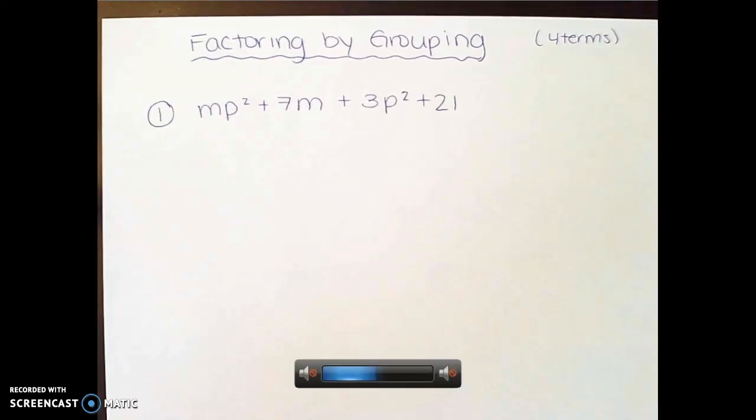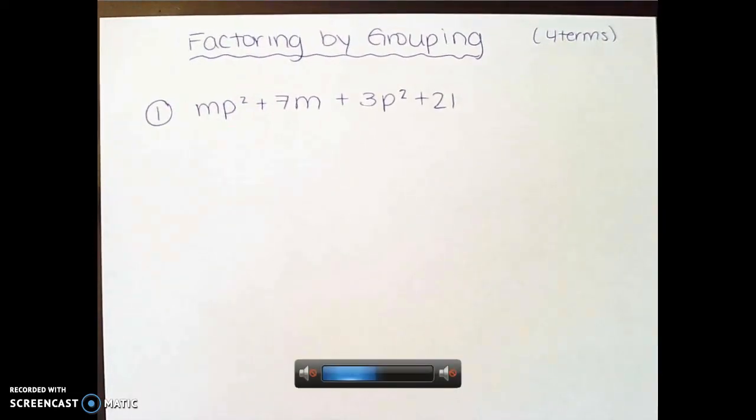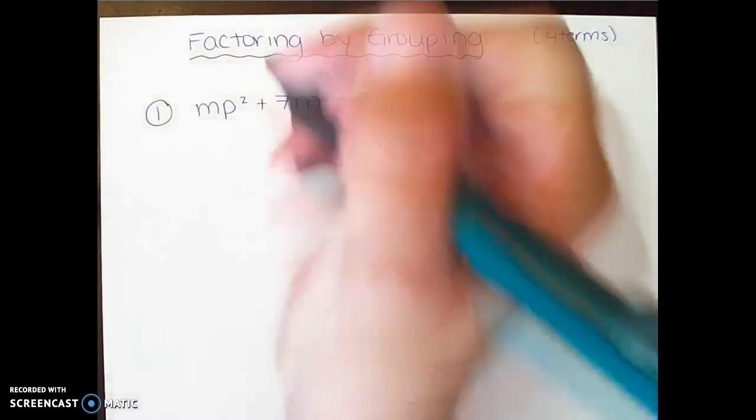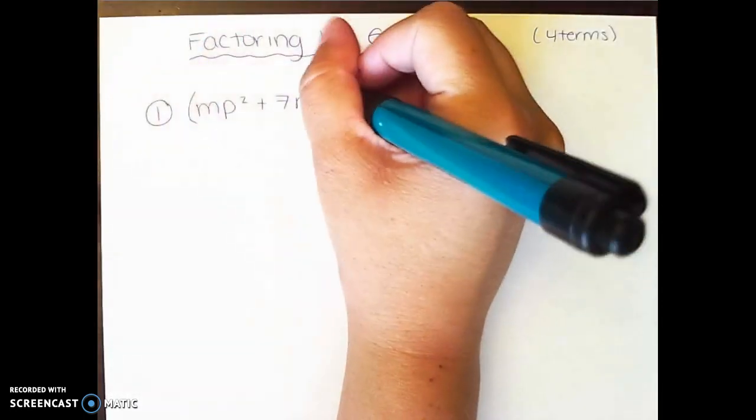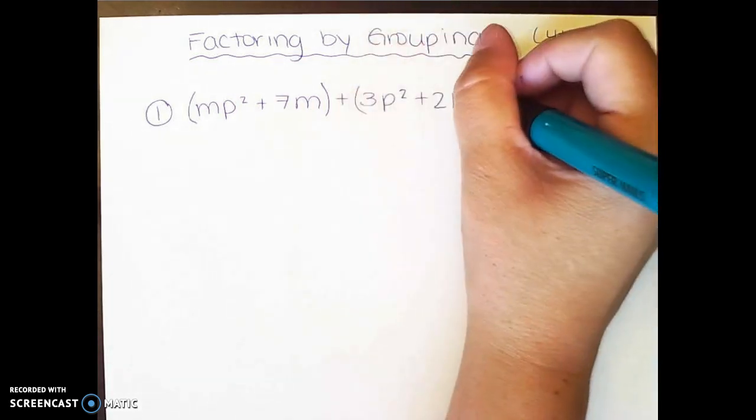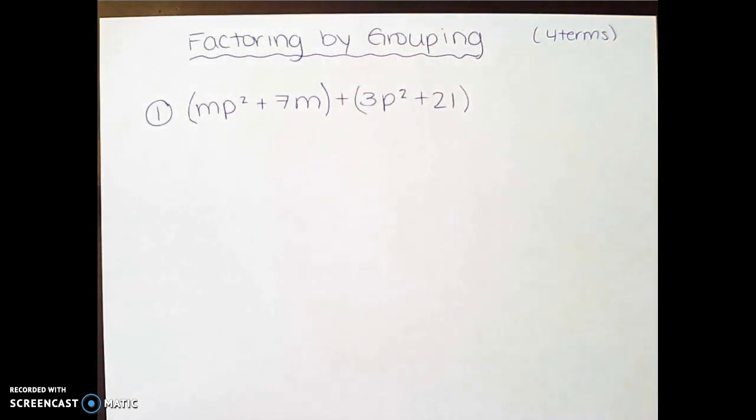Hi guys, this is a video on factoring by grouping, which is a strategy for factoring when we have 4 terms. So the idea here is that we are going to take our polynomial and group it into 2 binomials that are being added together. So I'm going to group these first 2 terms together and the second 2 terms together.